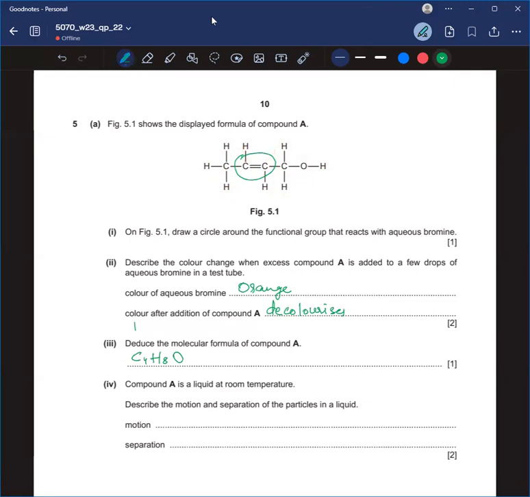The compound is a liquid at room temperature. Describe the motion and separation of the particles in a liquid. So motion is basically how the particles will be moving. So we write that they'll be sliding over each other. And separation, like the distance between the particles, we may say. So we can write that they will be close together.